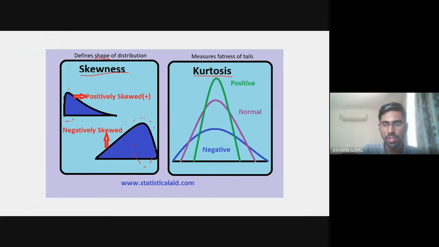Then we have kurtosis, which measures the fatness of tails, right? Because kurtosis can be positive, normal, or negative, just like skewness. This one, if you notice, has a thinner peak and fatter tails. So this has a positive kurtosis. And this one has thinner tails, right? The tails here of this curve are thinner, while the peak is flatter. So this has a negative kurtosis, and the middle one has zero kurtosis, which is normal distribution. Similarly, a normal distribution has zero skewness. It is neither positively skewed nor negatively skewed. I think this is simple and clear to everyone.